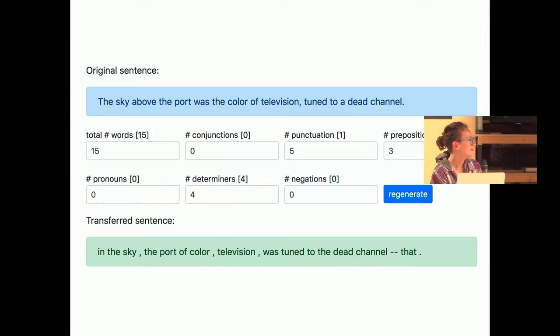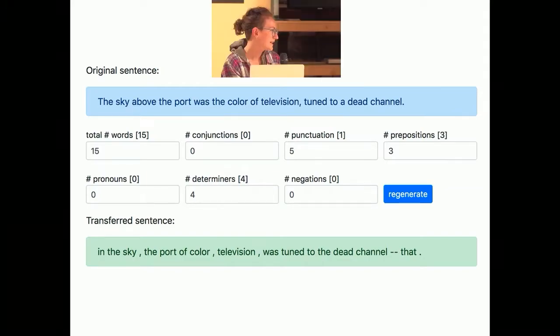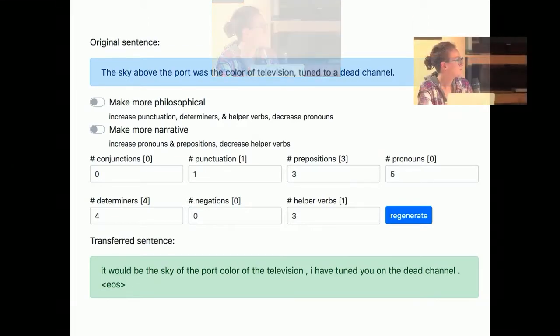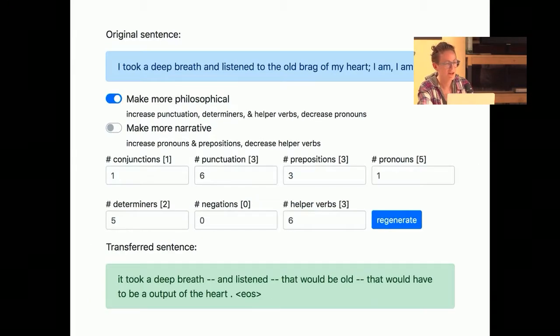And you might say, okay, this is cool, but it doesn't have enough punctuation. Just give me more. And so here's the rewrite. In the sky, the port of color, television, was tuned to the dead channel, that. And so it's doing pretty good. I mean, it kind of gets what's going on here. You might say that you want a lot more helper verbs and pronouns. And so then it rewrites it as, it would be the sky of the port color of the television. I have tuned you on the dead channel. So it's got a couple ideas of what's going on.